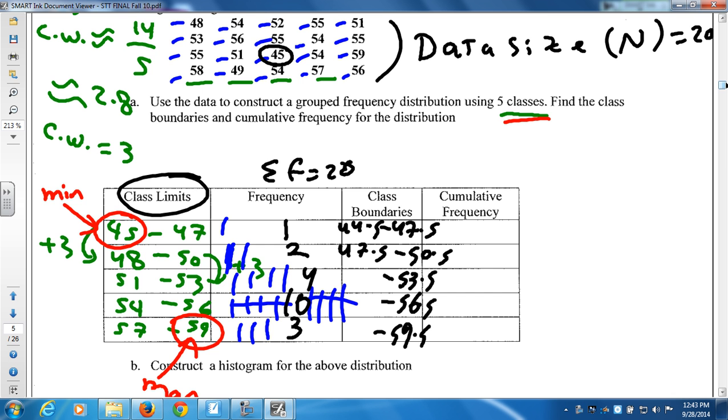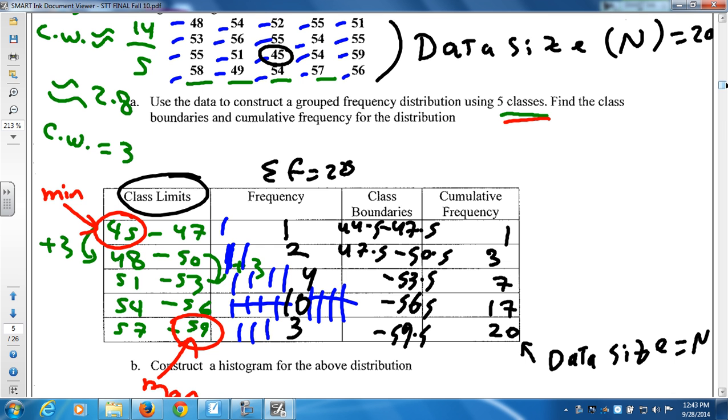The cumulative frequency is to add up the frequency. So here I have the frequency of the first class only. Here I have the frequency of the first two classes, which is 3. And then I have the frequency of the first 3 classes, which is 7. And then the first 4 classes, which is 17. And then all the 5 classes, which is 20. And as you can see, this is also equal to the data size. Don't forget that, it's always that the sum of the frequencies is the data size.